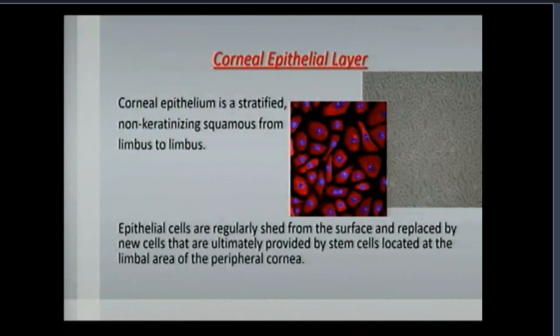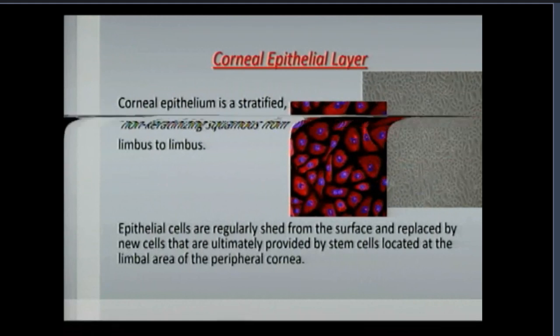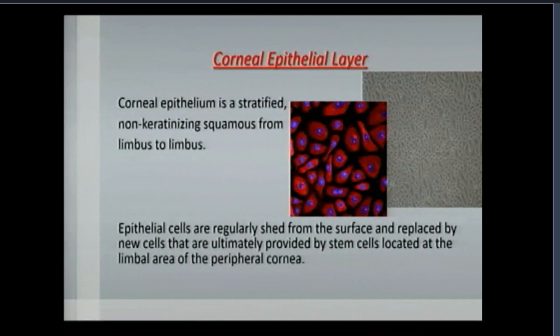So one by one, if we take the corneal epithelial layer, the corneal epithelium is formed of a stratified, non-keratinized, squamous form of epithelium that spreads over the corneal surface from limbus to limbus. The epithelial cells in a normal status are regularly shed off the surface and replaced by new epithelial cells that are provided by the stem cells that are located at the limbal area at the peripheral cornea.